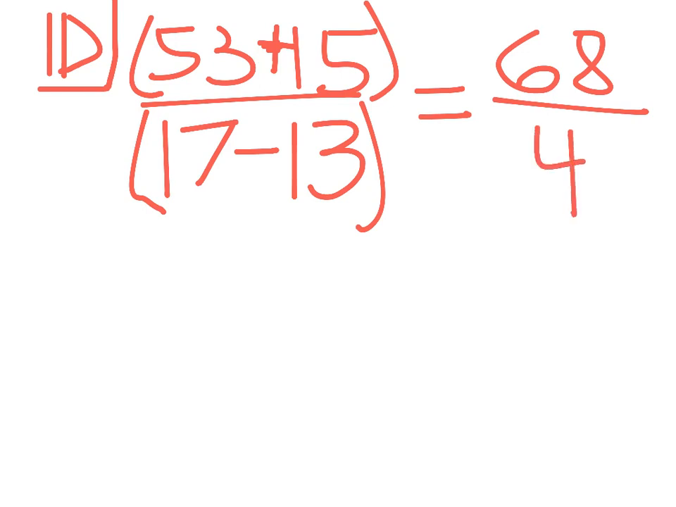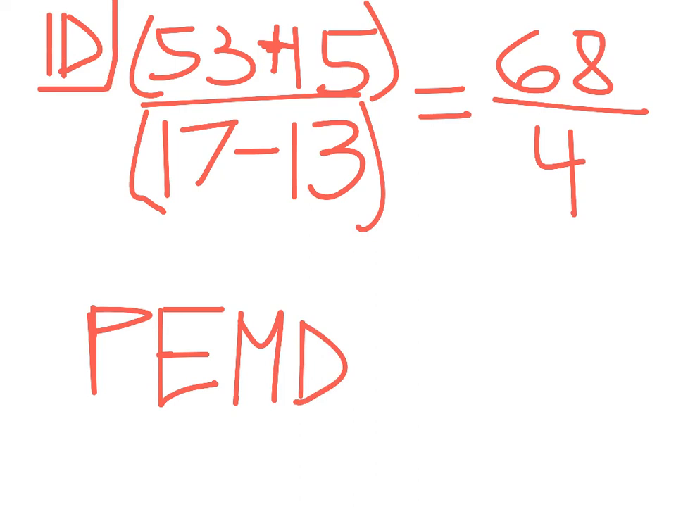And now we're done with parentheses. We go on to exponents. There are no exponents for this. And then we go on to multiply or divide. That is step 3. And here we see division, 68 divided by 4, which goes 17 times. And 17 is our answer for 1D. Let's move on.